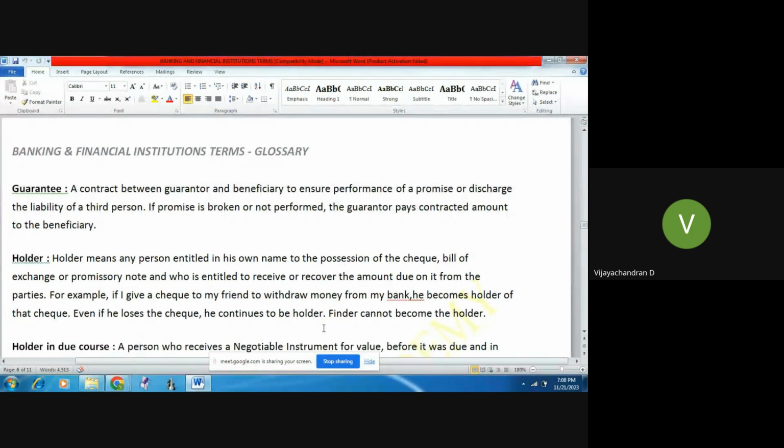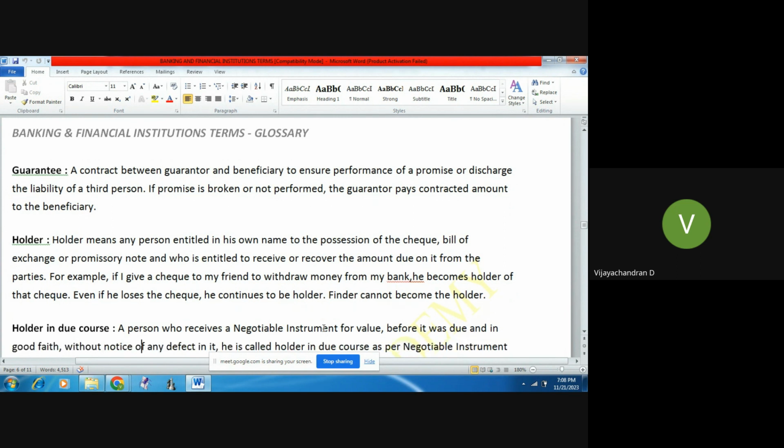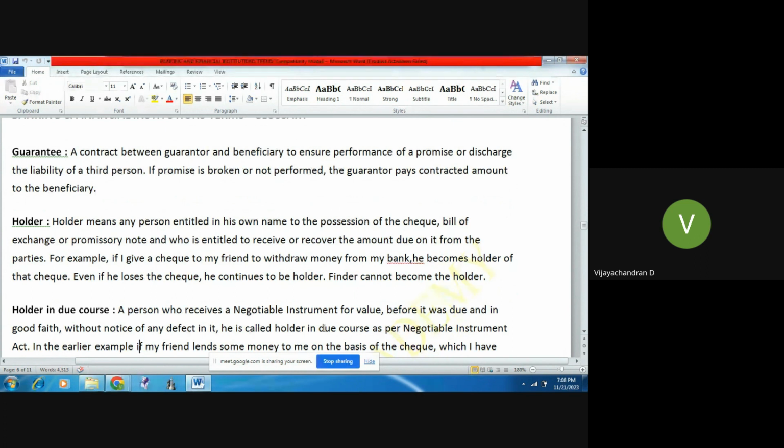Guarantee will be given by the guarantor for the beneficiary. The beneficiary means the person who is borrowing money. So the guarantor will give the guarantee to the lender, and he will give the promise regarding discharge of loans. Holder, as you know, means entitled to the name or the possession of the check. The person who is possessing the check, bill of exchange, or promissory note is known as holder.